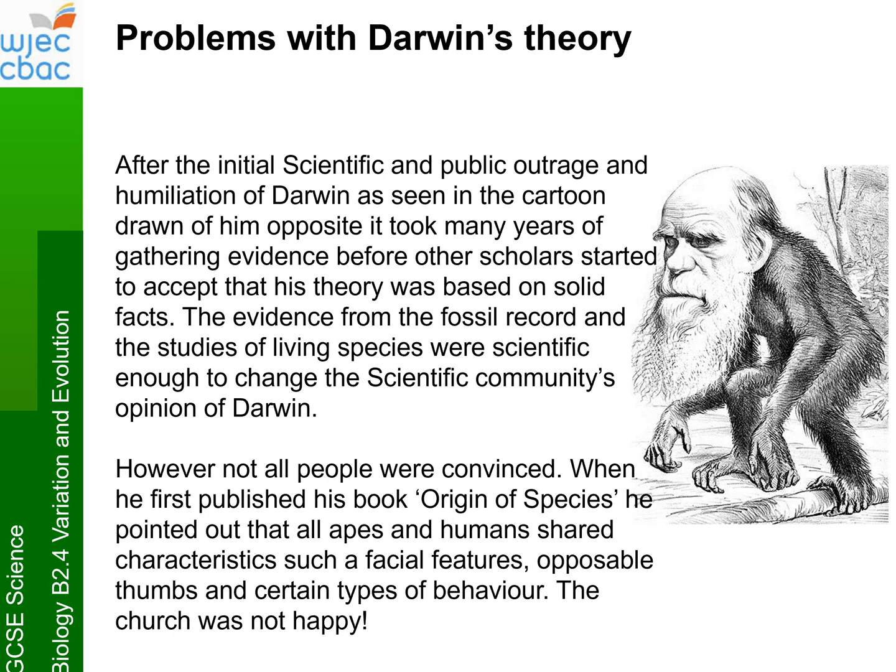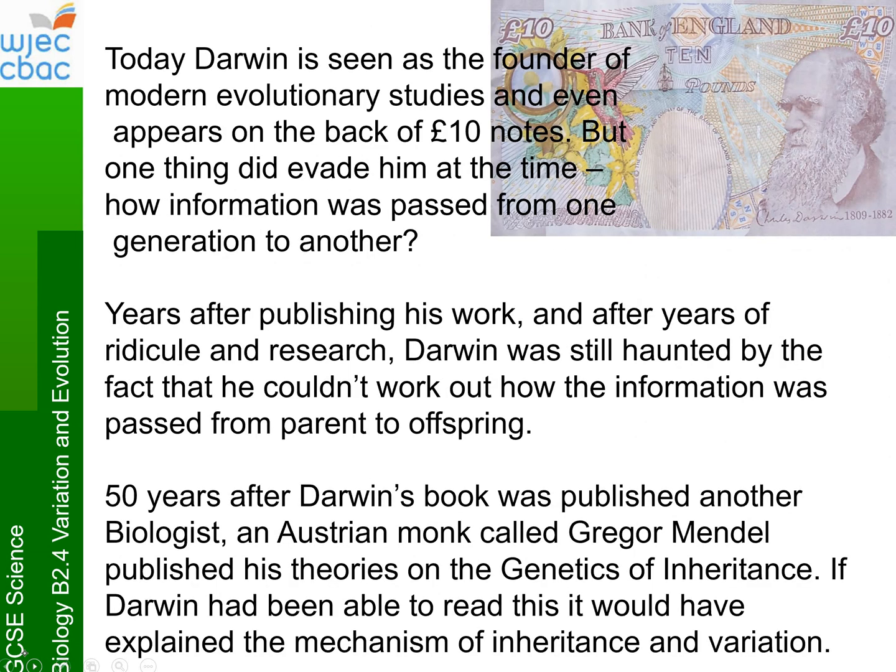However, not all people were convinced, and when he first published his book, Origin of Species, he pointed out that all apes and humans shared characteristics such as facial features, opposable thumbs, and certain types of behaviour. And so needless to say, the church was not happy with that, because they felt that humans were created in the image of God. Today, Darwin is seen as the founder of modern evolutionary studies. He even used to appear on the back of £10 notes.